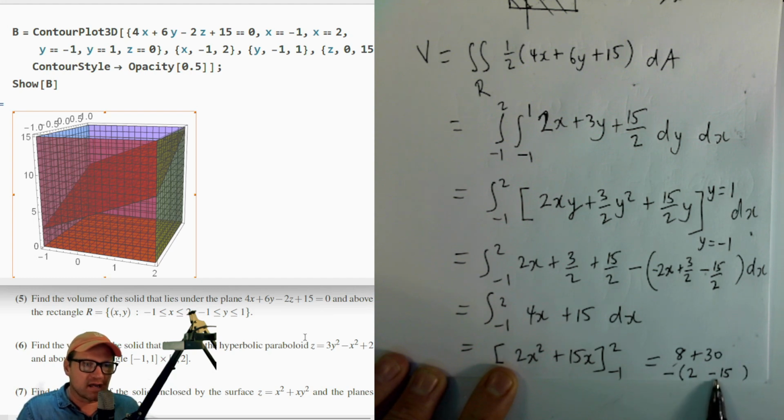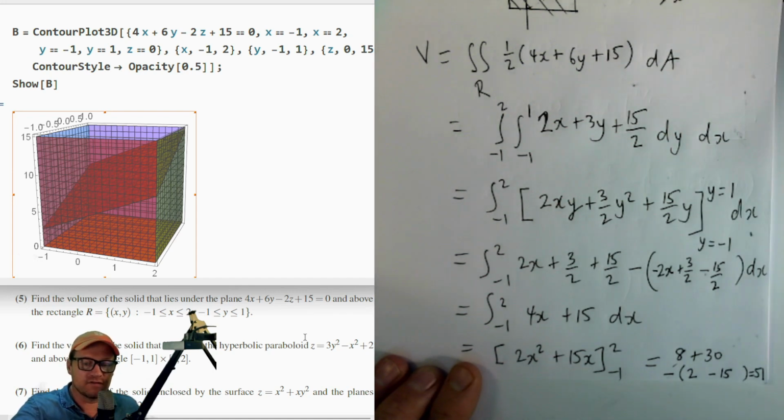And so inside the bracket, we have minus 13. Minus 1 times minus 13 is plus 13. 13 plus 38 is 51. So we have a volume under the surface here equal to 51.